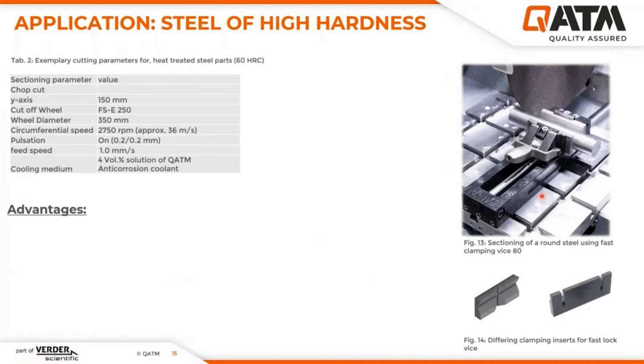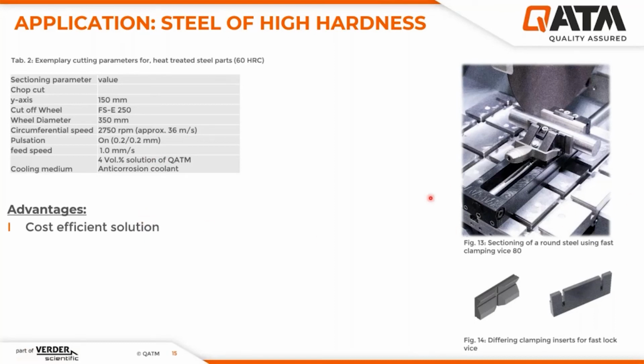More common are so-called fast clamping vices you see in this picture. Here we are cutting a heat-treated steel part with a hardness of roughly 60 HRC. We use a quite soft corundum-based cutoff wheel, the FSE cutoff wheel, and also have a slightly lower circumferential speed, which enhances the wear of the cutoff wheel, which can be good for sectioning a hard material since we have more of a polishing approach on the cut surfaces. We also apply pulsation to guarantee a good cooling and have a feed speed of 1 millimeter per second.